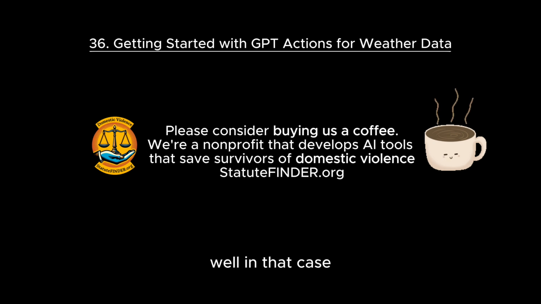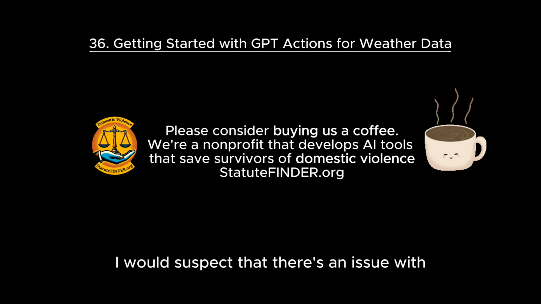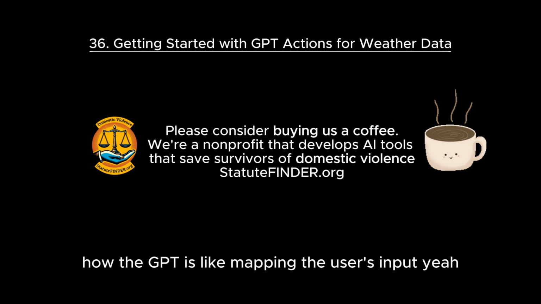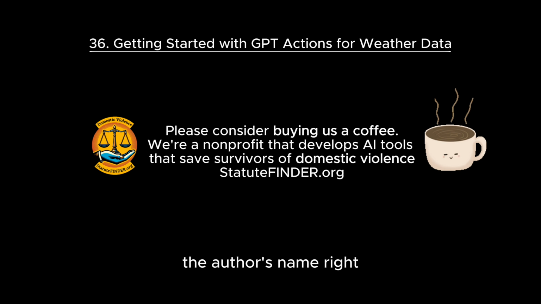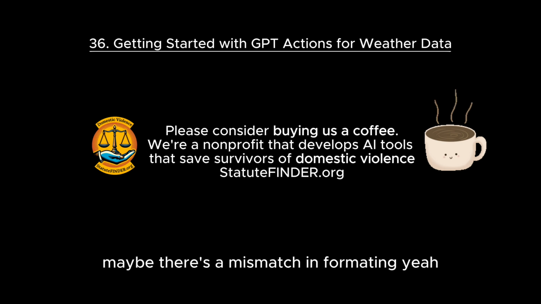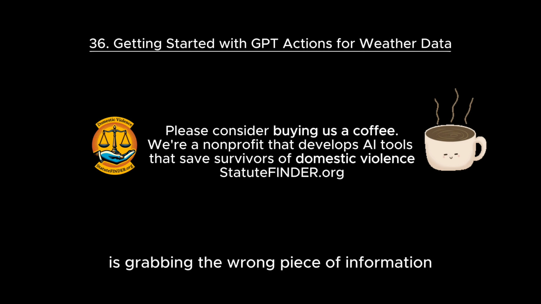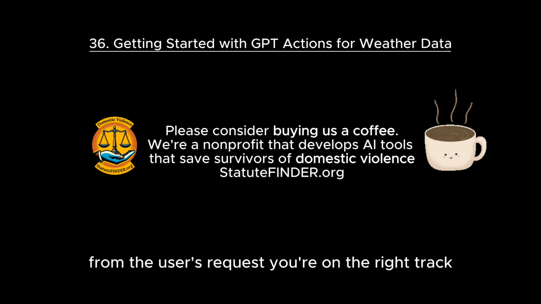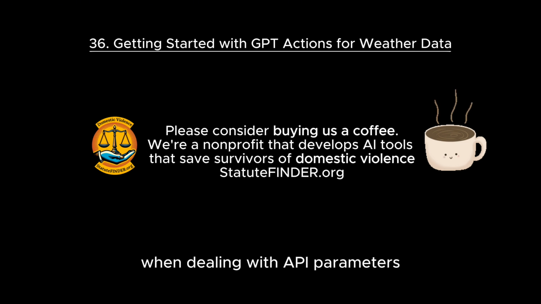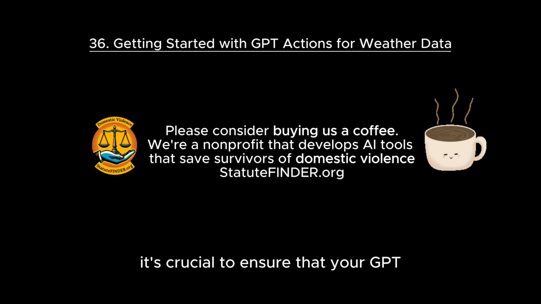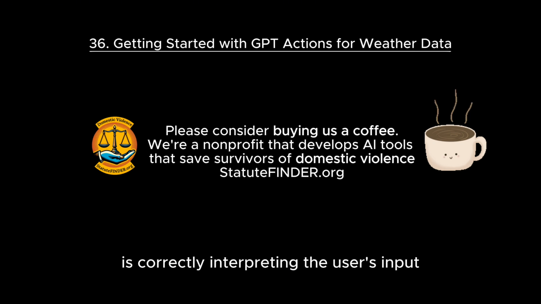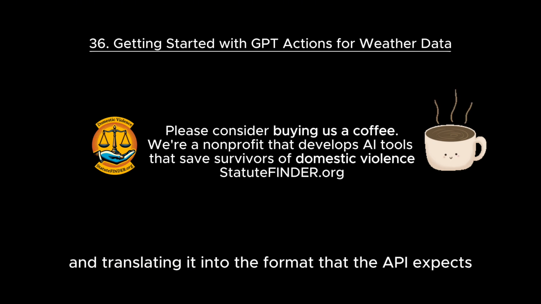Well, in that case, I would suspect that there's an issue with how the GPT is mapping the user's input, the author's name, to the API's parameters. Maybe there's a mismatch in formatting, or the GPT is grabbing the wrong piece of information from the user's request. You're on the right track. When dealing with API parameters, it's crucial to ensure that your GPT is correctly interpreting the user's input and translating it into the format that the API expects.